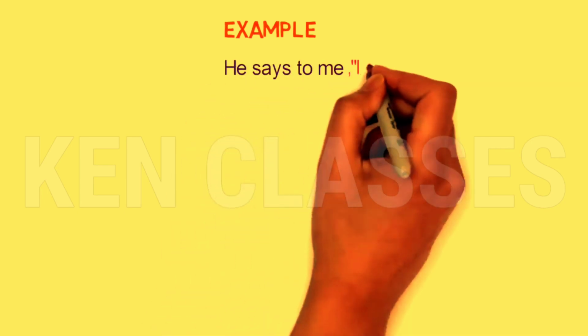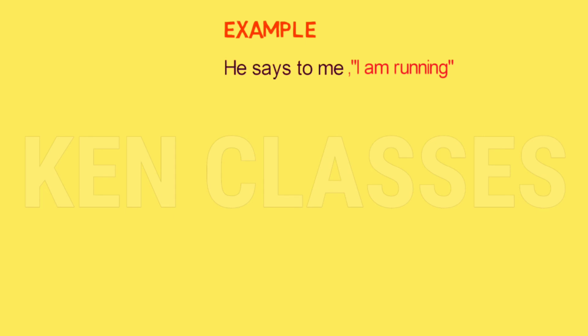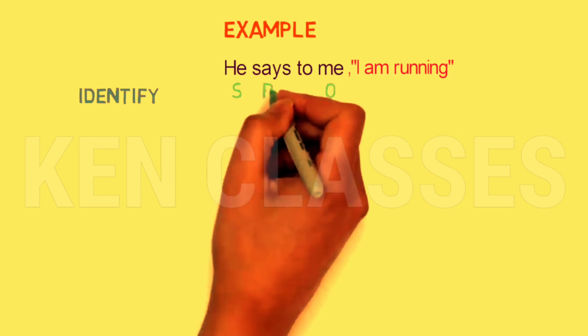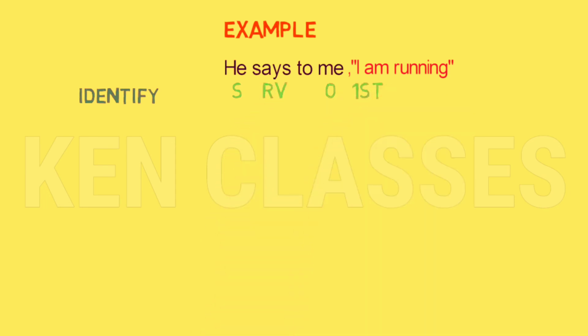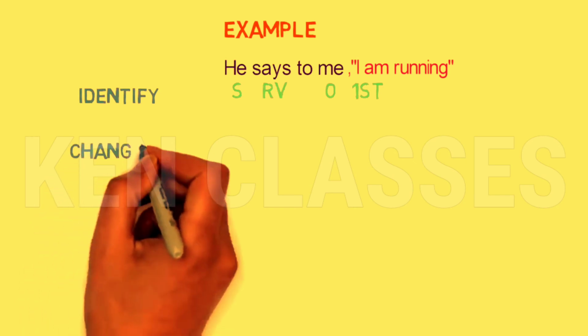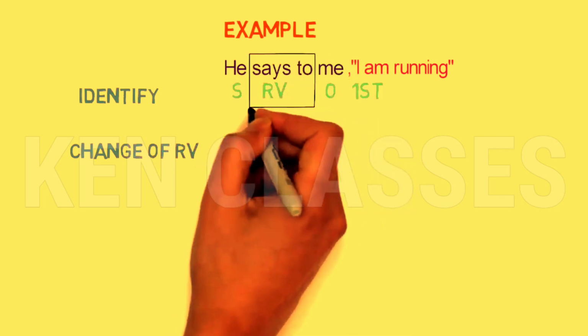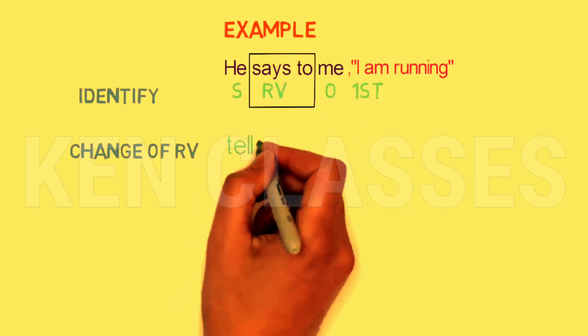Let's look into one more example to make things even clear. He says to me, I am running. The first step here is identification. Here, he is the subject, me is the object, and says to is the reporting verb. And as says to is in present form, we will not check the tense. Second step is the change of reporting verb. As per the workflow we studied, says to will be converted to tells here.